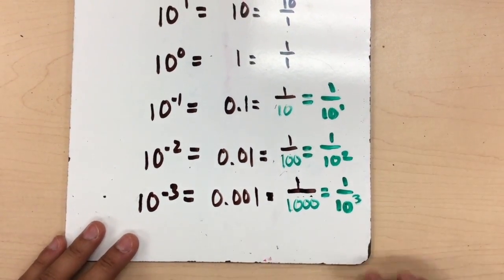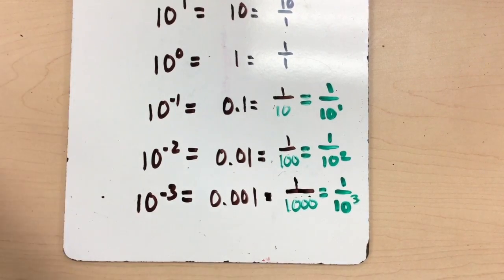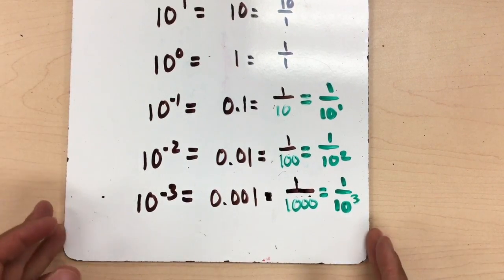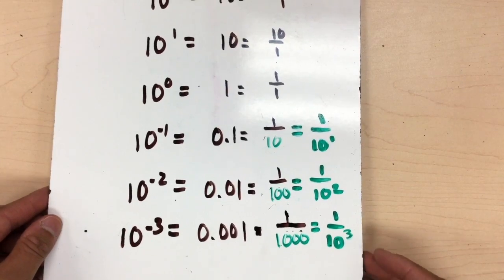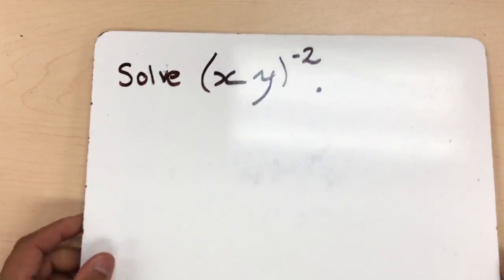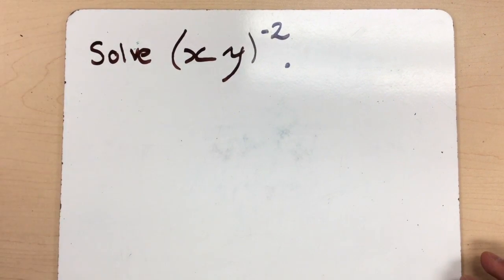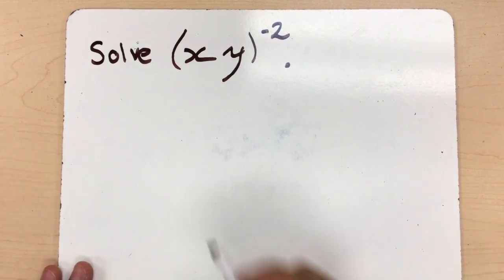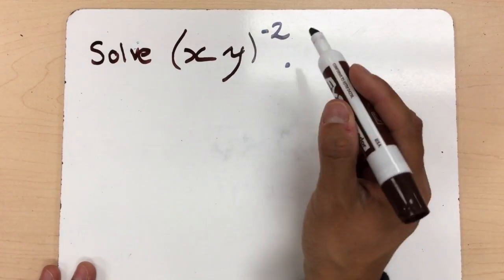Now, when we're working with exponents, we don't want to leave them negative. We want to work with positive exponents. So let's look at a few more examples of how we go about solving this and what the questions are going to look like that you're going to be working with. Solve xy to the power of negative 2. We want to write this with positive exponents. So remember, this is x times y to the power of negative 2.